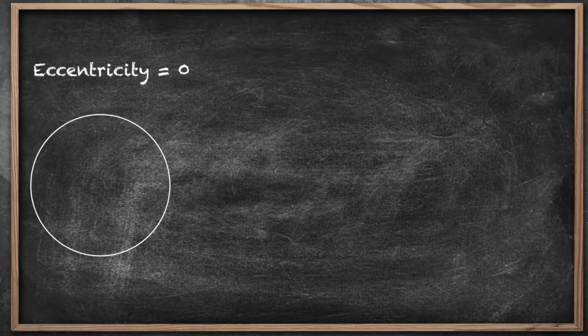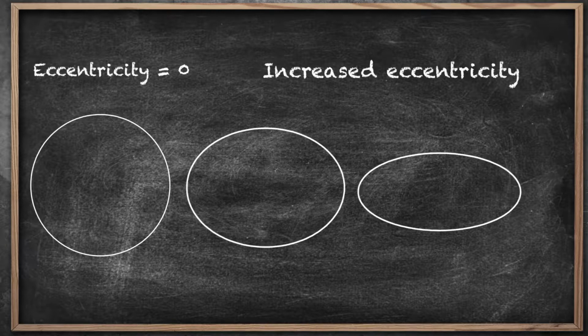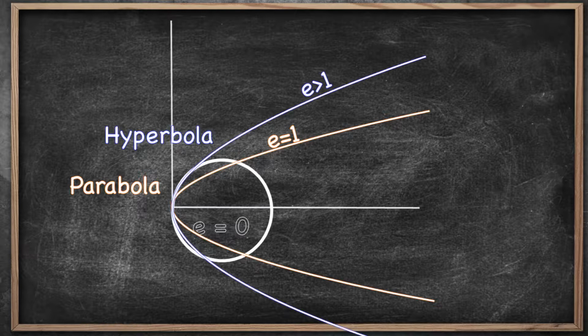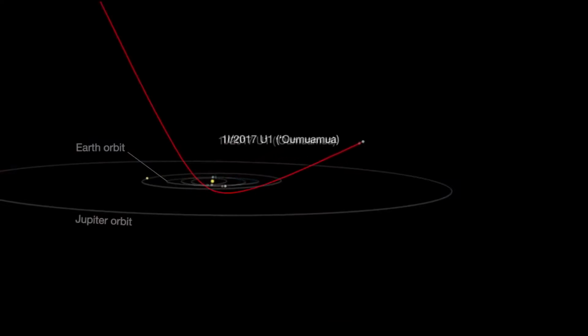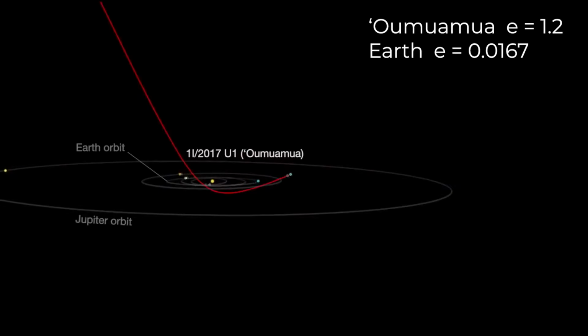An orbit with eccentricity of 1 or more is no longer an ellipse, but a parabola if e is equal to 1, or a hyperbola if e is greater than 1. An example is Oumuamua, the first interstellar comet that passed around here, with an eccentricity of 1.2. The eccentricity of Earth's orbit is just 0.0167.